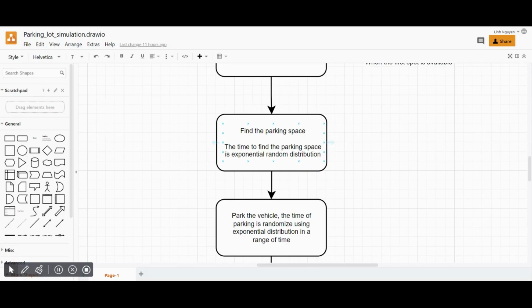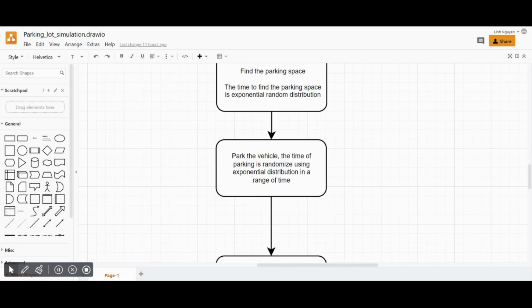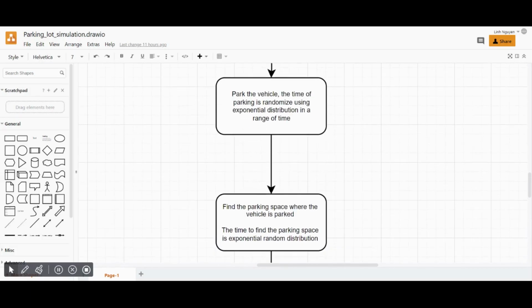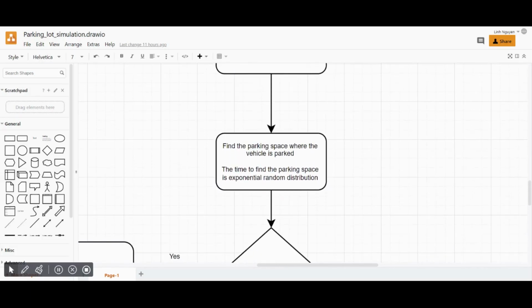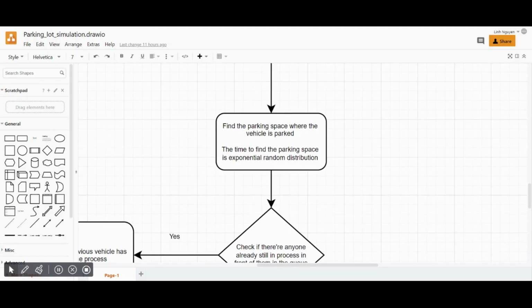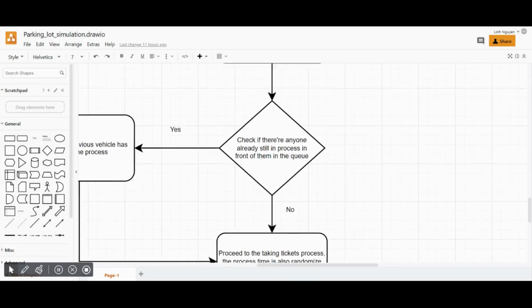Then there's a process for finding a parking space after the vehicles take the ticket. The time for people to find a parking space is randomized using exponential distribution. When they find the parking space, the parking time is also randomized by exponential distribution. After they have parked, users want to take their vehicles out of the parking space, and we have another time for finding the vehicle, which is also randomized using exponential distribution.